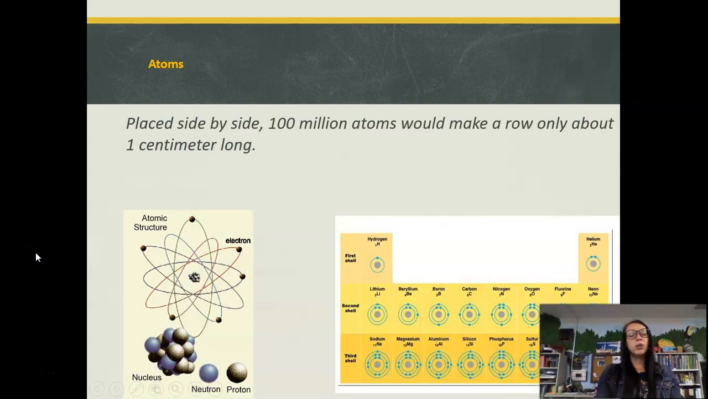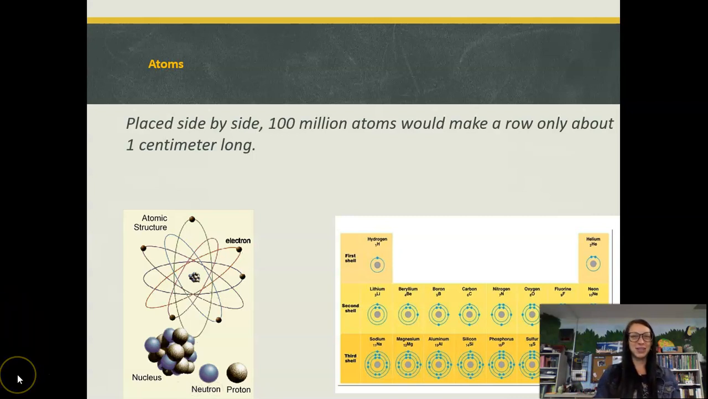All right, so when you look at the size of an atom, we're talking about something really, really, really small. You could put 100 million atoms all side by side, and you would get something like maybe a centimeter long. So we're talking about something really minute. And when we look at the atom, we can even break it down further to some of its smaller subatomic particles. Can you remember what they are?